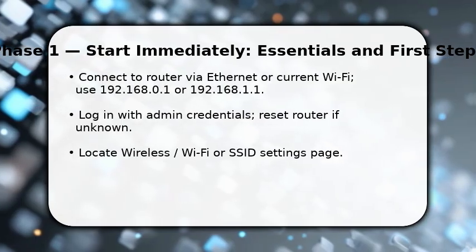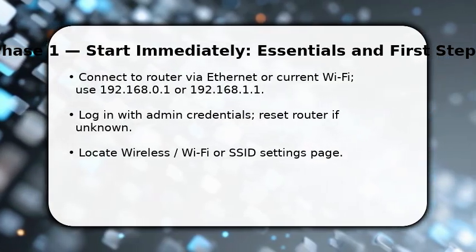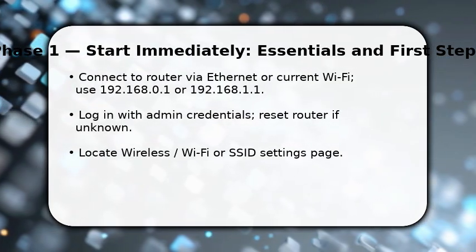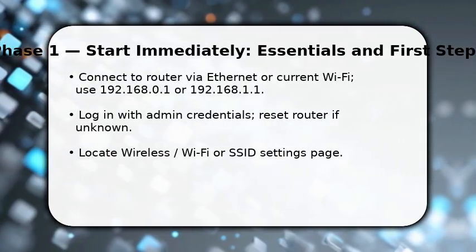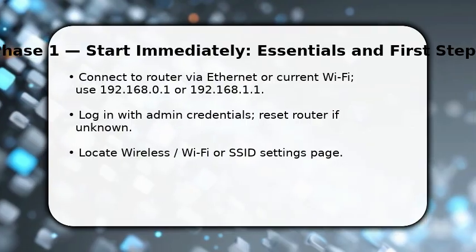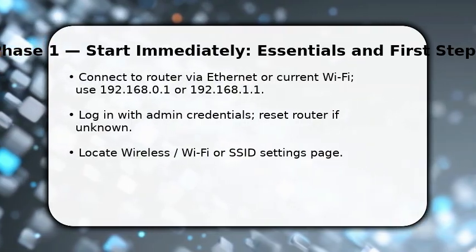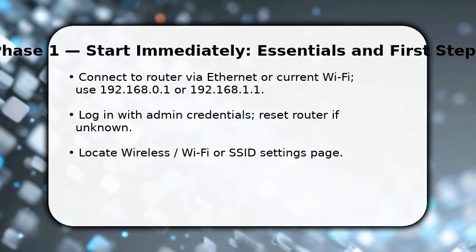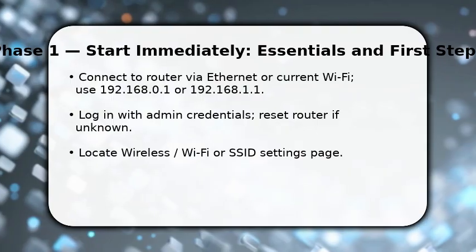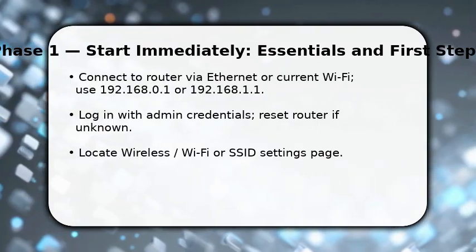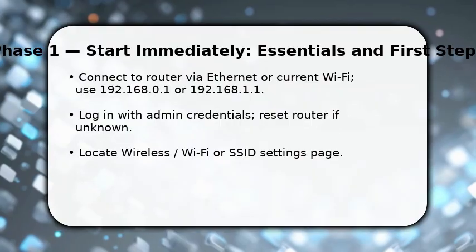You start by getting into the router interface. That's the only way to change a hidden network. Connect with Ethernet or the working Wi-Fi, then open 192.168.0.1 or 192.168.1.1 in your browser. Log in using the admin username and password. If you don't know them, perform a hardware reset first to restore defaults.